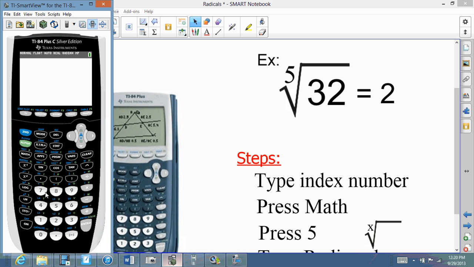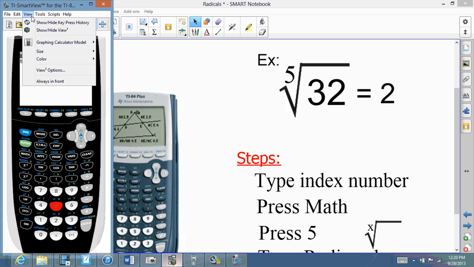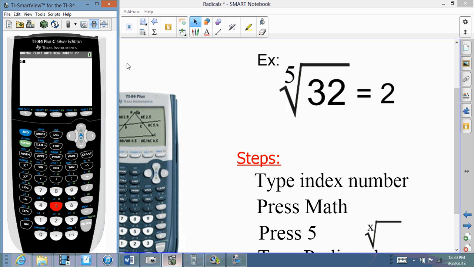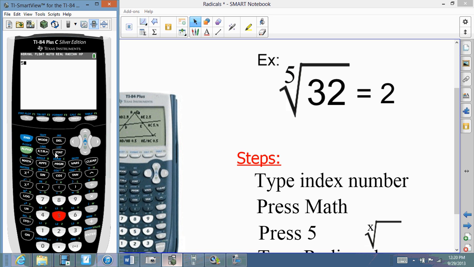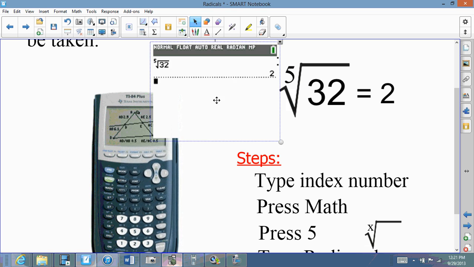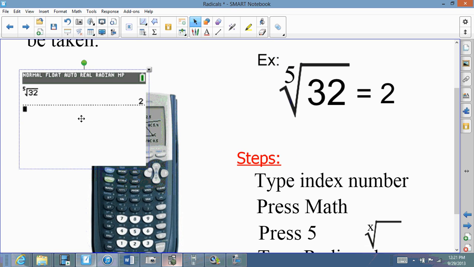So step 1, type 5, that's the index number, and let's make this a little bit larger if we can. All right, and now press the math button. Here's the math button located right there. Now type number 5. 5 is located right there. And then type in the number on the inside, your radicand, which is 32. And there's your answer of 2. So that's using the graphing calculator.